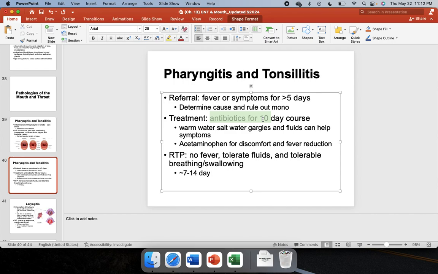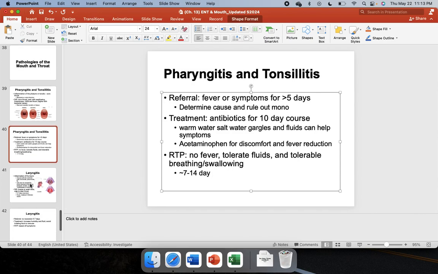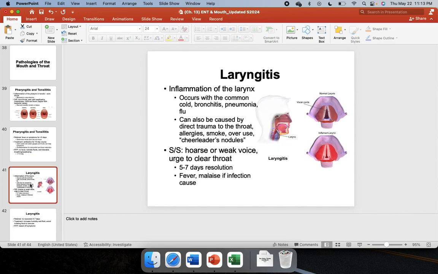So treatment, a 10-day course of antibiotics. You can do things to try to help relieve the pain and pressure: salt water, maybe a steroid, Tylenol, ibuprofen, things like that. Return to play, they just need to be ready to go. No fever. They need to be able to eat and drink. No problems with breathing, etc. 7 to 14 days is probably a little conservative, but there you go.